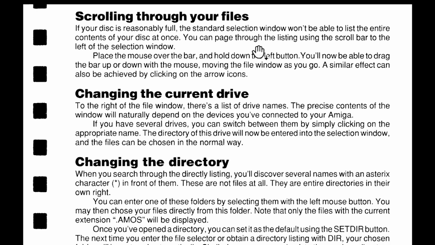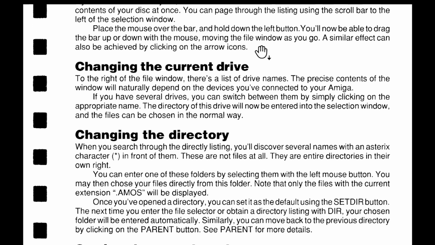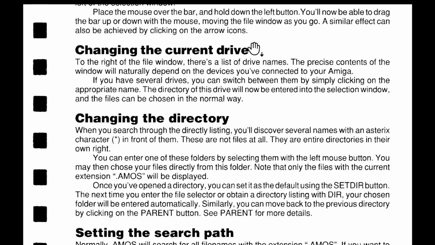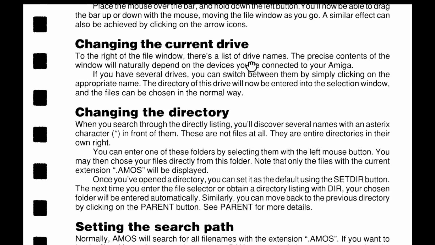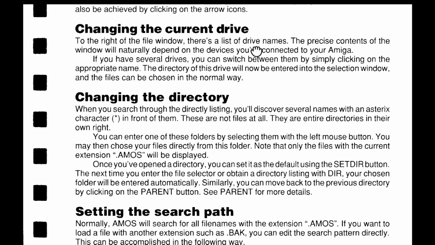Scrolling through your files. If your disk is reasonably full, the standard selection window won't be able to list the entire contents of your disk at once. You can page through the listing using the scroll bar to the left of the selection window. Place the mouse over the bar, and hold down the left button. You'll now be able to drag the bar up or down with the mouse, moving the file window as you go. A similar effect can also be achieved by clicking on the arrow icons.